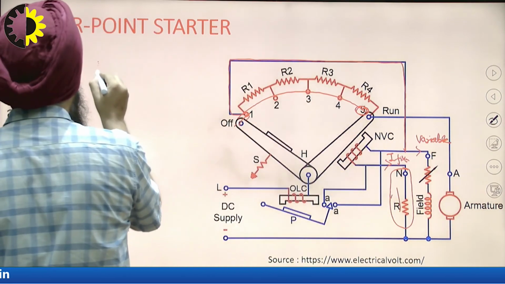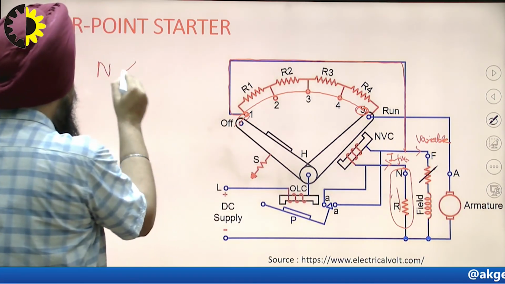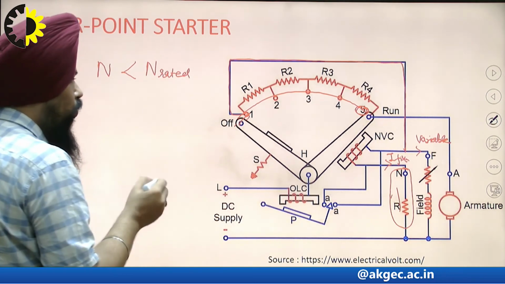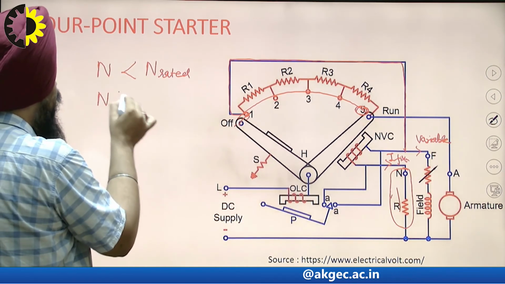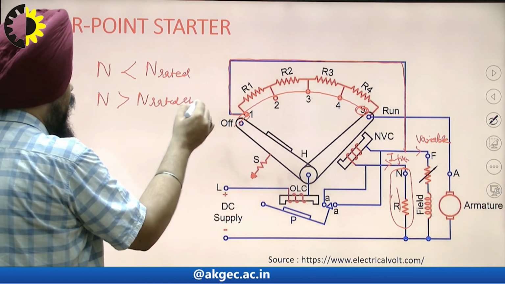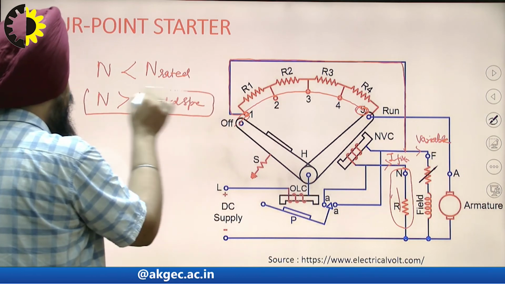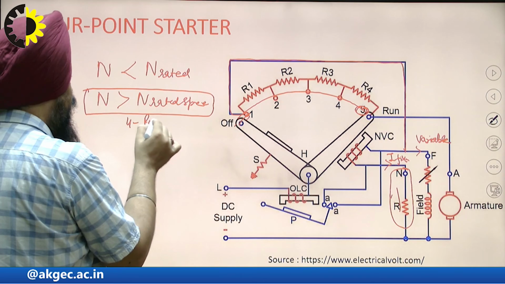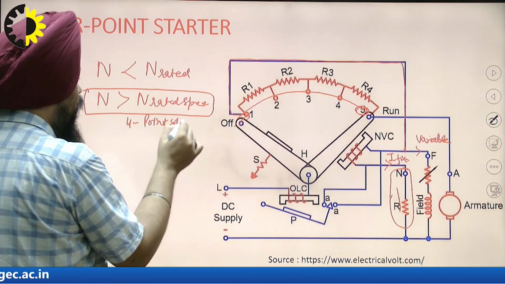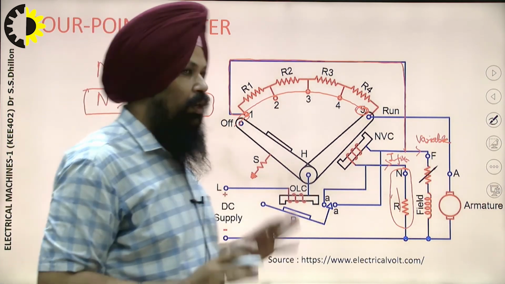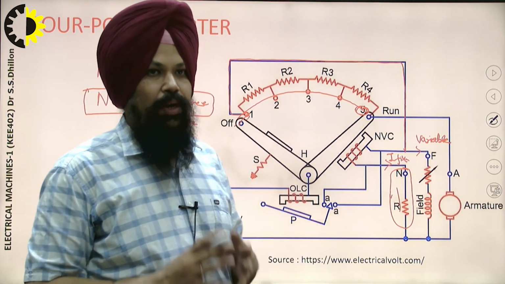Why do we need this variable current? Sometimes we need speed less than the rated speed. That is the requirement of speed control. And sometimes we need speed greater than the rated speed. For speed greater than the rated speed, we generally use the 4-point starter. So that's all. This is all about the working and need of the 3-point and 4-point starter.